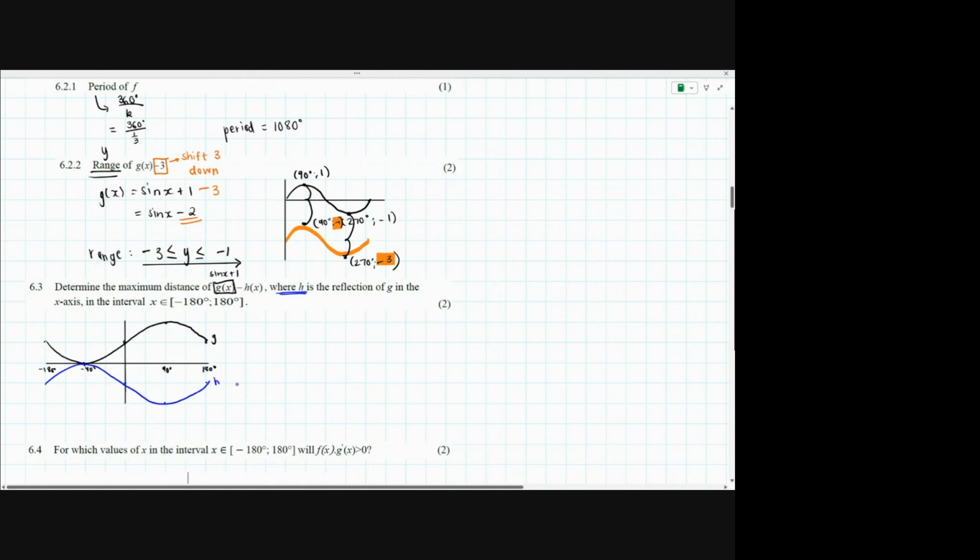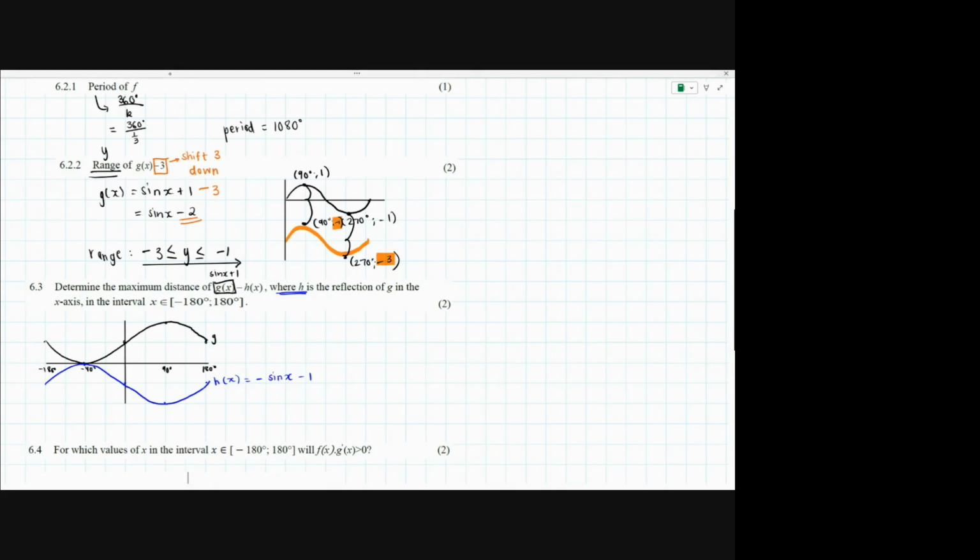Out of interest, your equation, when you reflect over the x-axis, you make the whole y value negative. So this would now be minus sine x minus 1. Okay, you just times your y by negative 1 when you reflect over the x-axis. So we now know what h of x looks like.